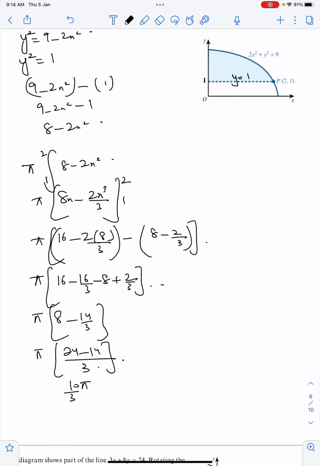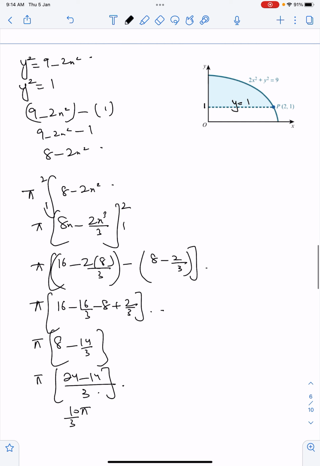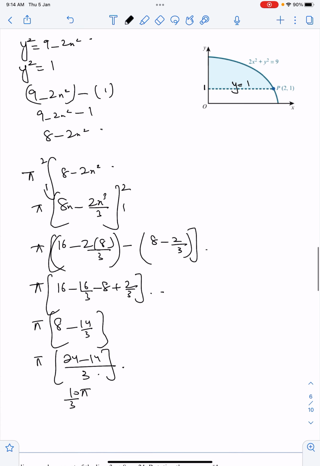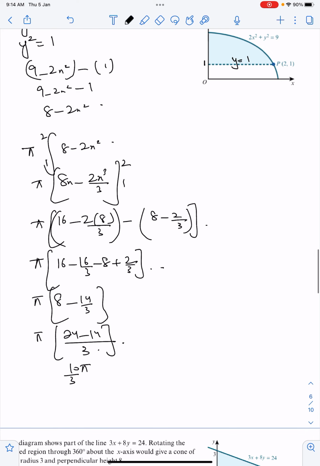Okay, just hold on for a while. Twenty-four minus 14 is 10 upon 3.